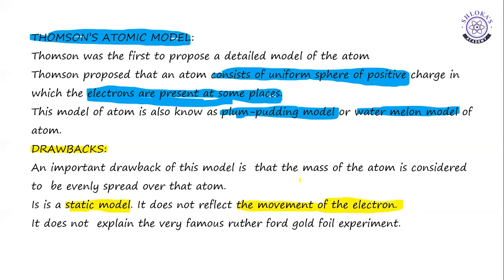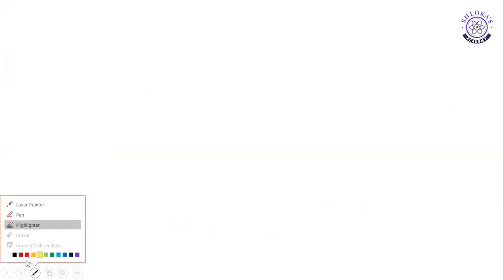And the most important drawback, it does not explain the very famous Rutherford gold foil experiment. It did not give an explanation for the Rutherford gold foil experiment. Because of these reasons, Thompson's atomic model was discarded. After that, the scientist Ernest Rutherford came with another model, which is called the Rutherford atomic model.